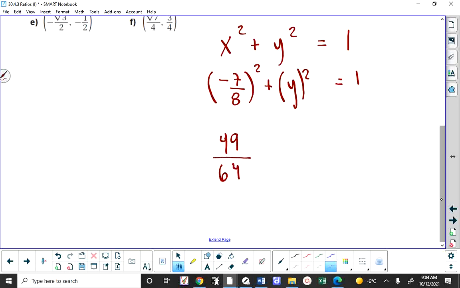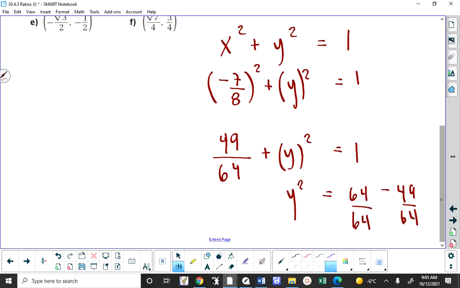And honestly, everybody, if you have to use your calculator to square -7, that's okay. But I would rather you do that and square 8 and write 49 over 64. This is plus y squared equals 1. So y squared will be equal to 1 minus 49 64ths. Now 1 is 64 64ths. So I'm just converting to a common denominator here.